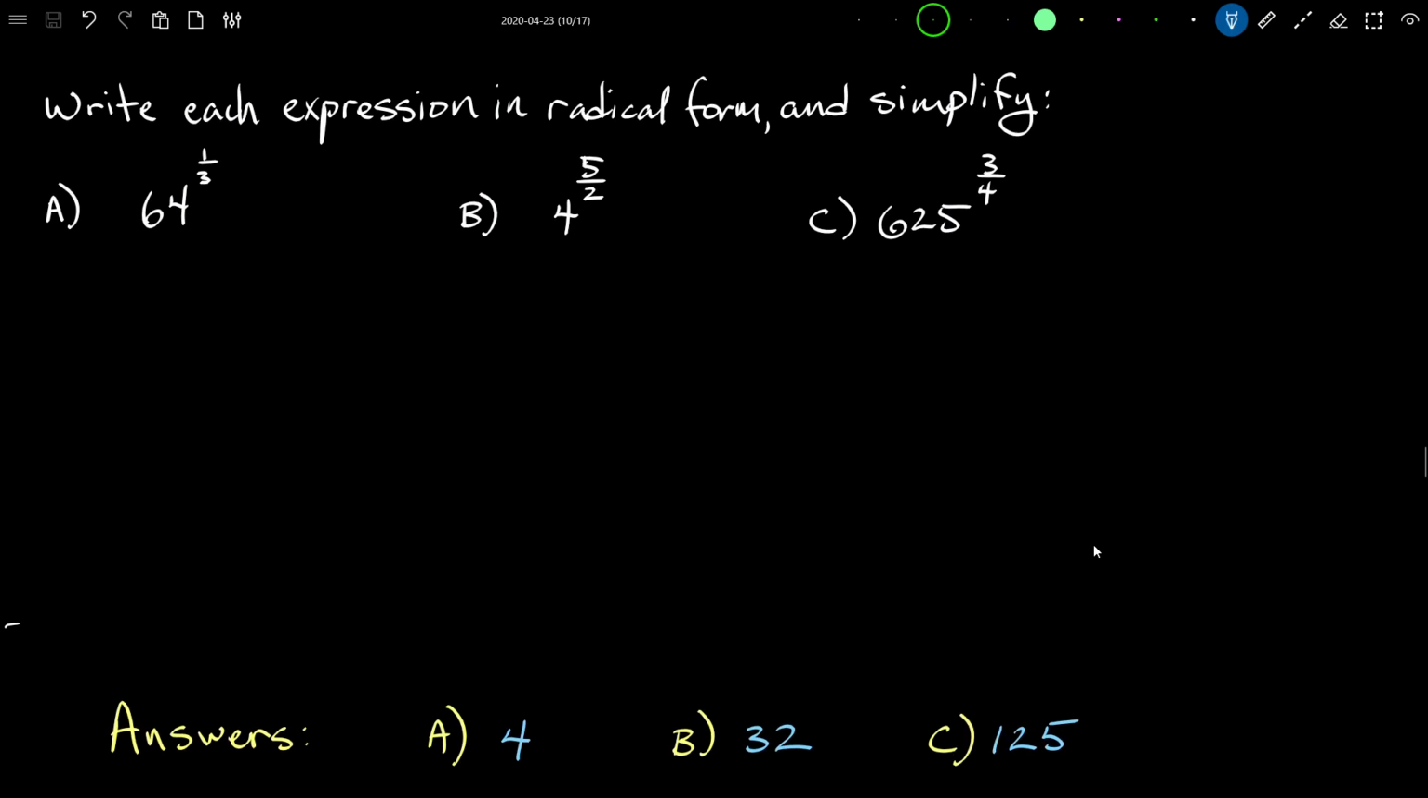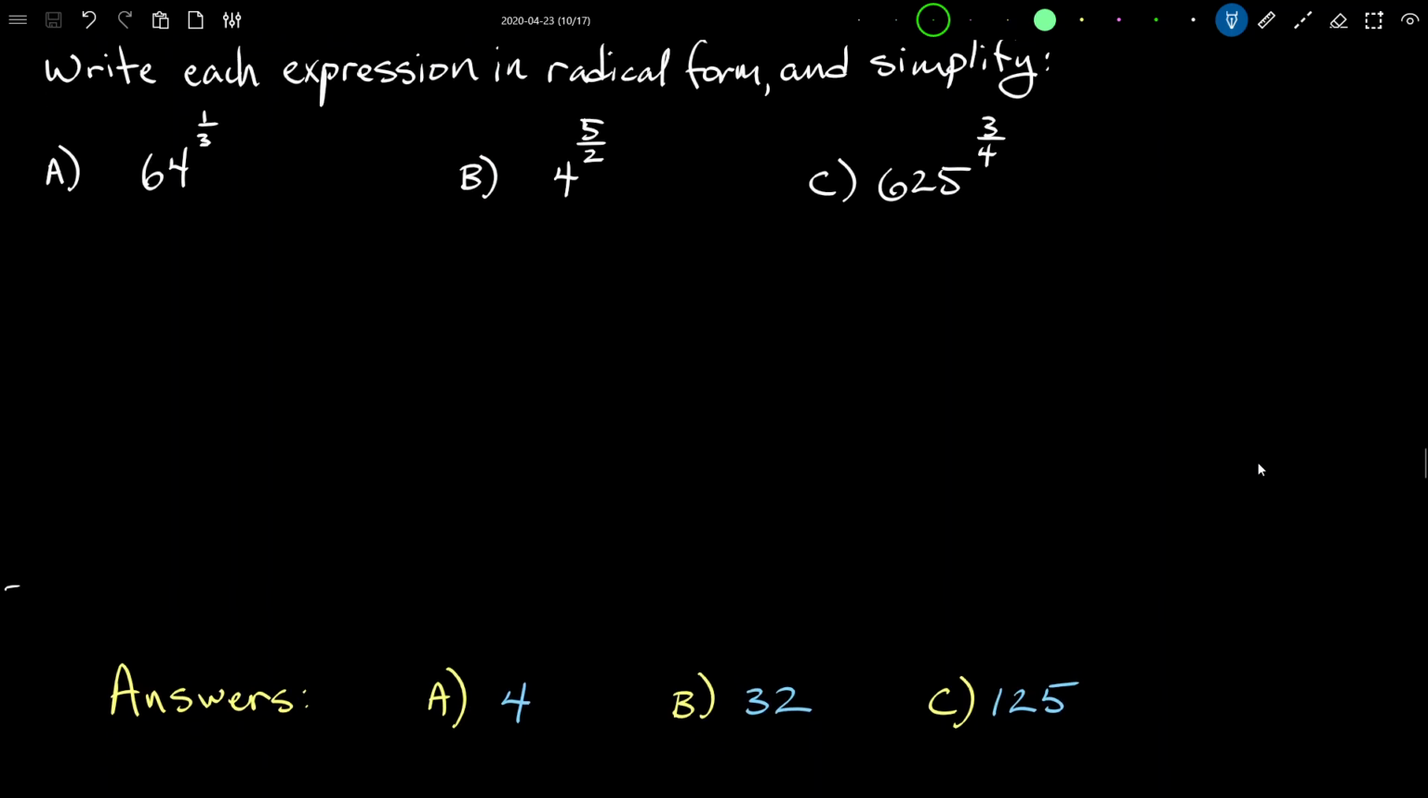Okay, here are the answers if you did those problems. So 64 to the 1/3 power could be written as cube root of 64. The 1 being on top would mean 64 to the first power, so I'm not going to actually do that step. But cube root of 64 is actually a perfect cube, which is why the answer was 4.